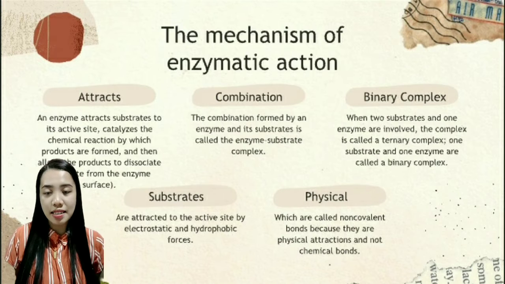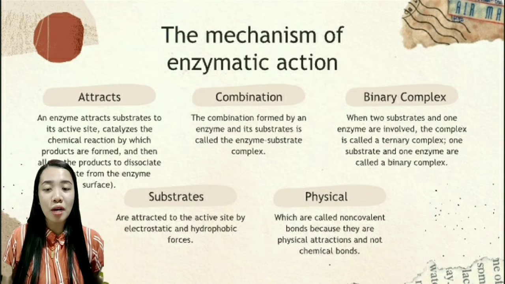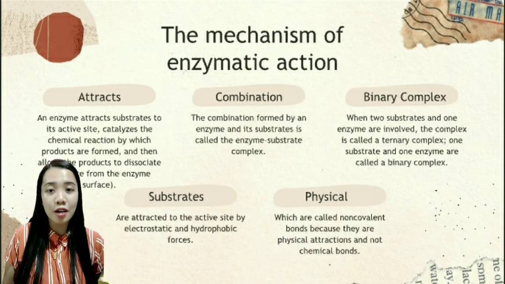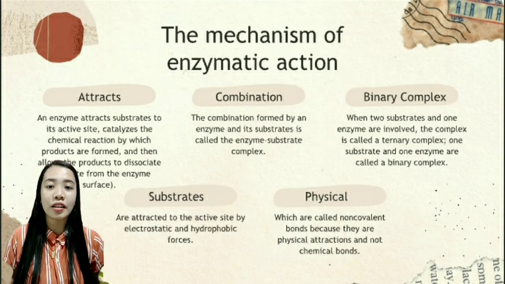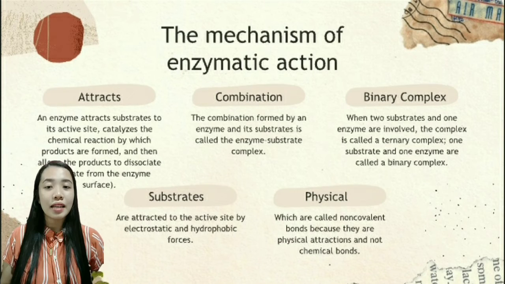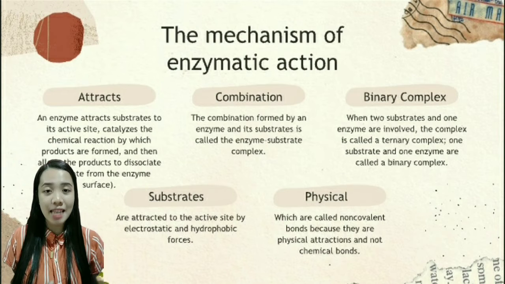First is the attraction. An enzyme attracts substrate to its active site, catalyzes the chemical reaction by which products are formed, and then allows the product to dissociate or separate from the enzyme surface. Next is the combination. The combination formed by an enzyme and its substrate is called the enzyme-substrate complex.